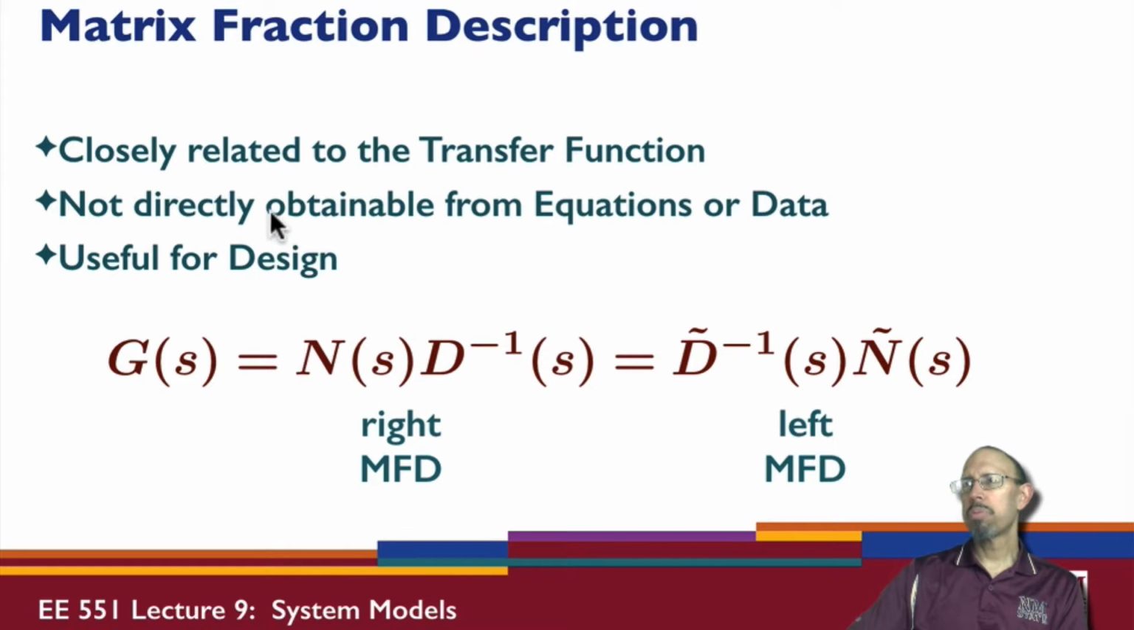A matrix fraction description is closely related to the transfer function. In general, it's not directly obtainable from either the equations or data, and it can be useful for design, not so much for analysis. So we can have what's called a right matrix fraction description, where the inverse appears on the right, or a left matrix fraction description, where the inverse portion is on the left. We'll talk a little bit about these. We won't use them very much, but they are useful in some settings.